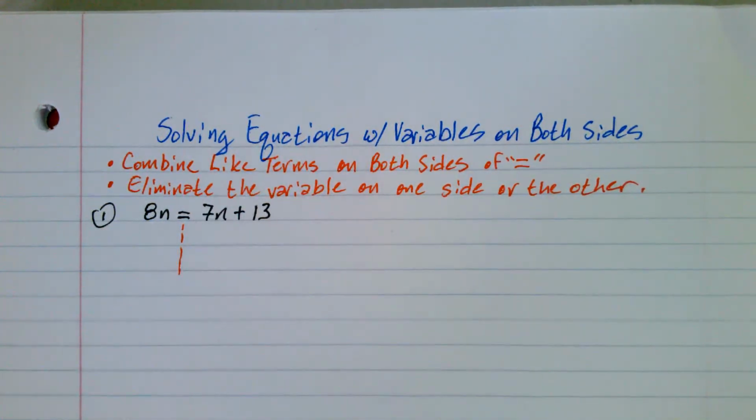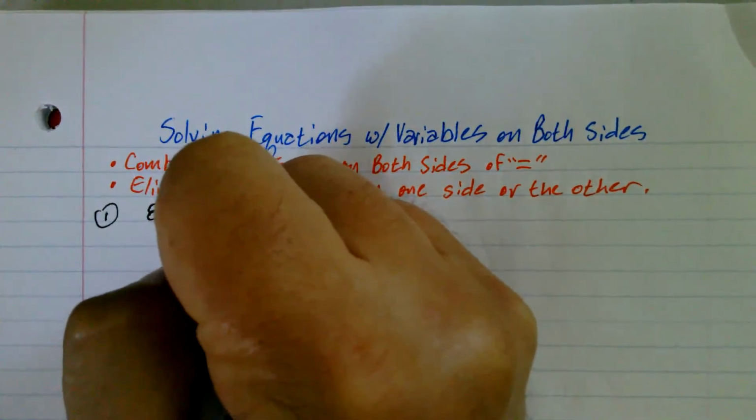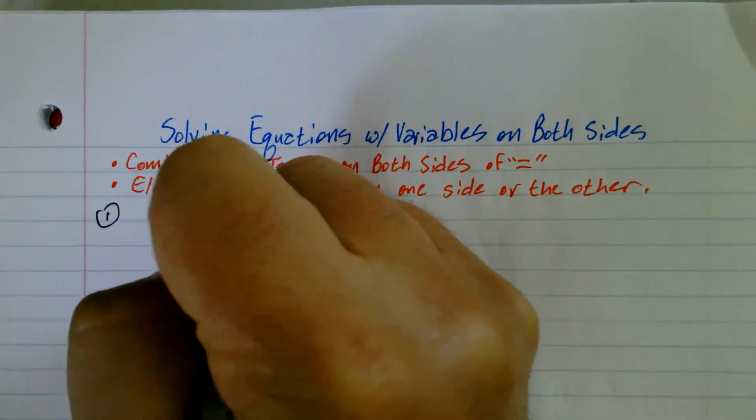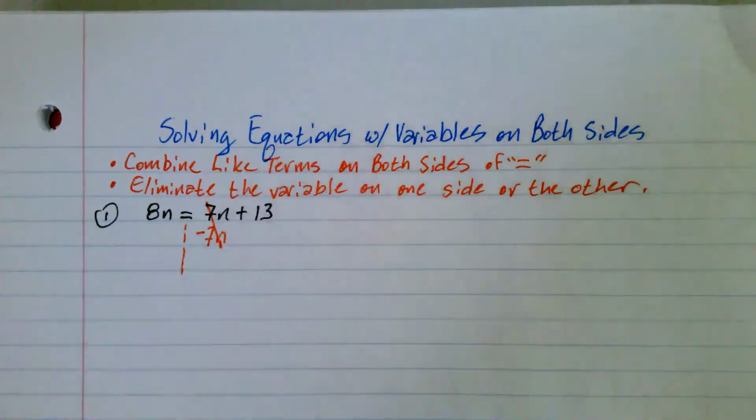So now, let's think for a moment. What can I do to eliminate a variable on either the left side or the right side? Tell me what I can do to eliminate a variable on the left side or the right side. Subtract 7n. Let's try that. We're going to subtract 7n. We're going to do the opposite. If I do that, this cancels.